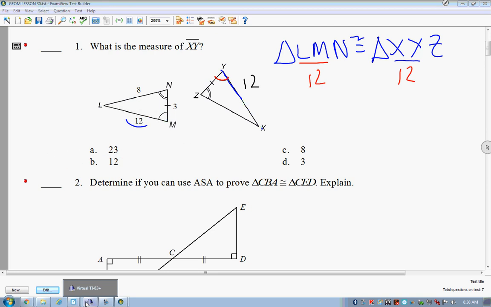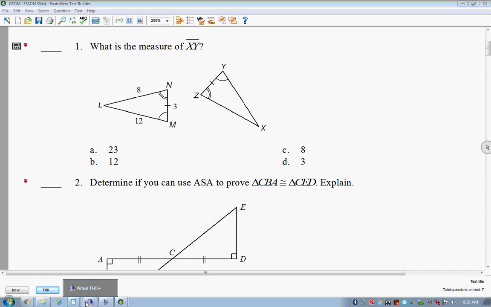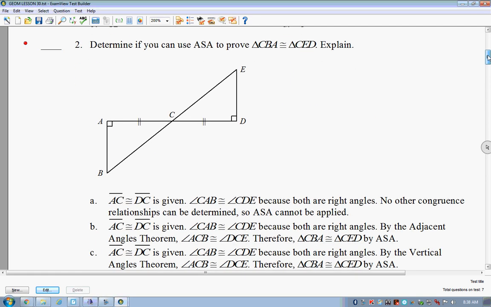Okay. Let's look at another one here. Determine if you can use angle, side, angle to prove that triangle CBA is congruent to triangle CED. Now we want to use angle, side, angle. Can I use angle side angle? Well, do we have an angle that's congruent? A, right? But what about angle A and angle D? Those are the same, right? Because right angles are 90 degrees. 90 degrees equals 90 degrees. So we've got an angle.